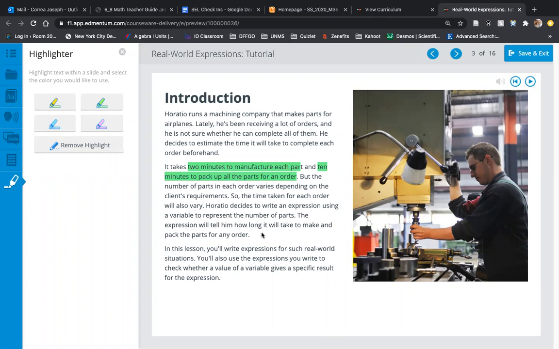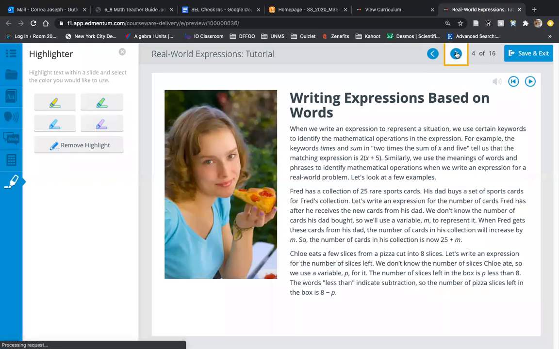Actually, I got that order in reverse. It seems like he makes the stuff first, and then it's 10 minutes to pack it all up. So he made a bunch of parts, and he has to pack them up into boxes to ship them out. You're probably going to end up working with this part later once you get to that activity on slide 11, I believe it is. But again, that's an example of when we use an expression in math.